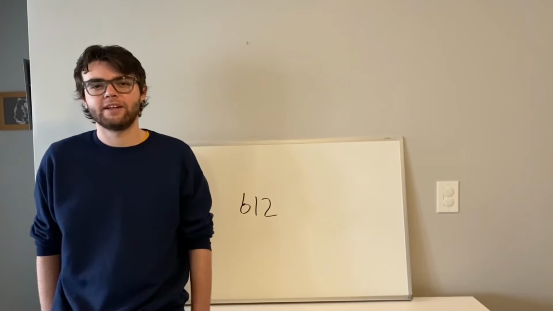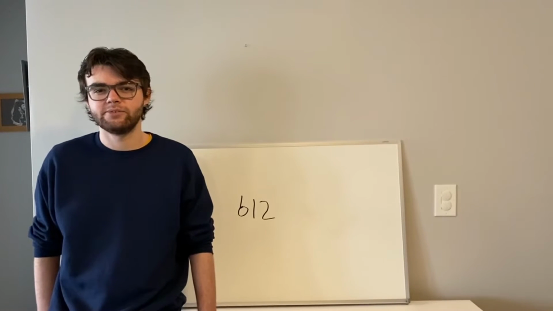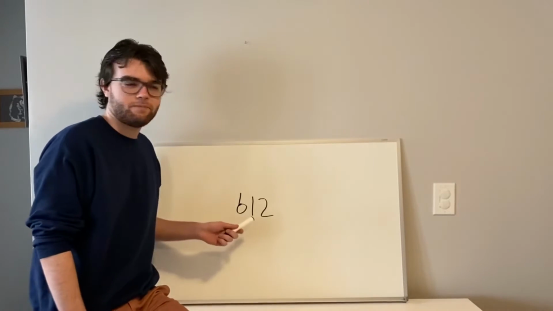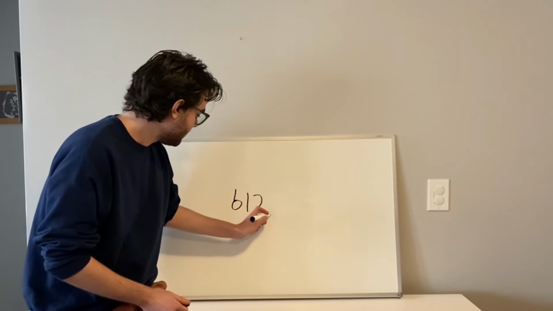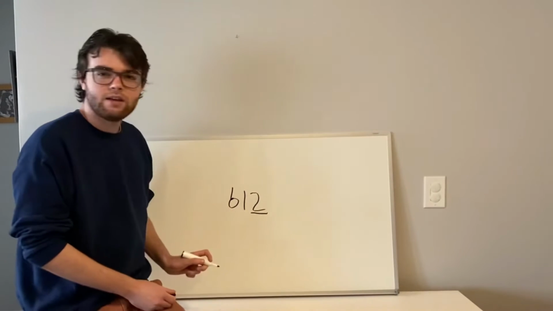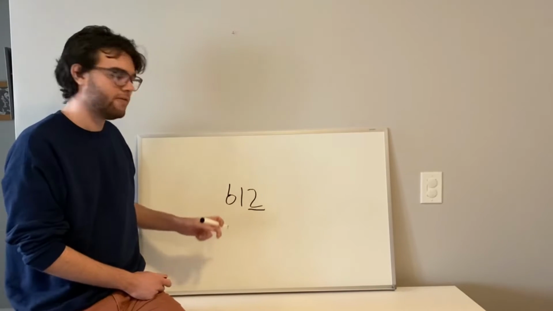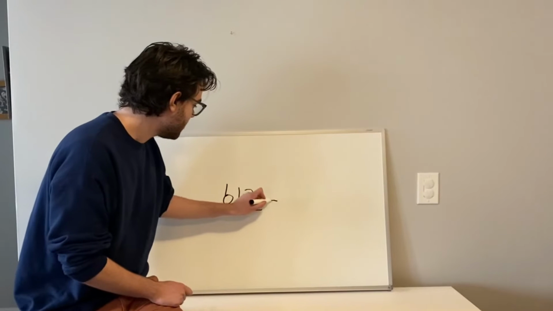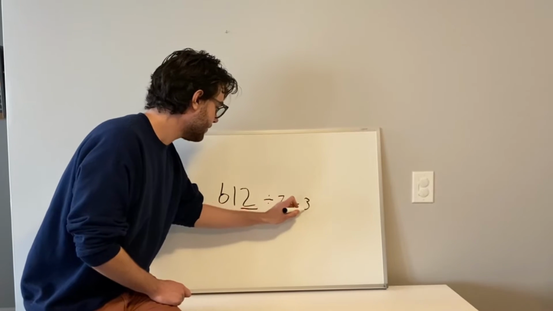Next, let's talk about dividing by 2. Every even number is divisible by 2. So let's take a look at the number 612. The last digit of 612 is 2, which means that 612 is an even number, and we can divide it by 2. And in fact, 612 divided by 2 equals 306.